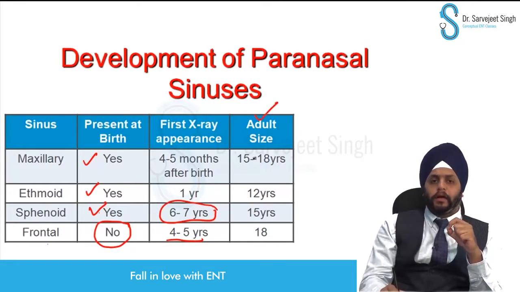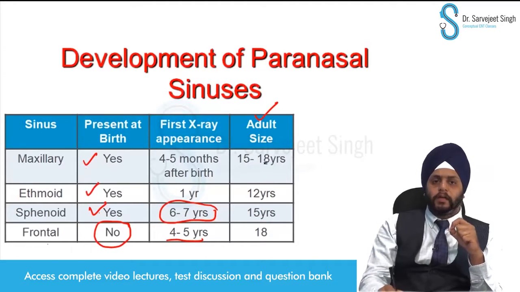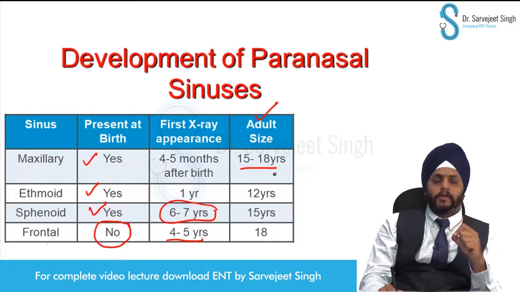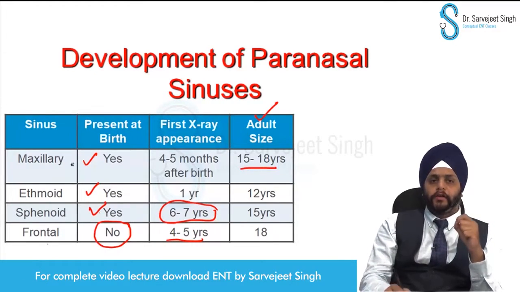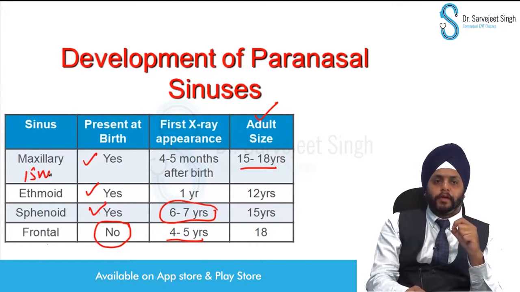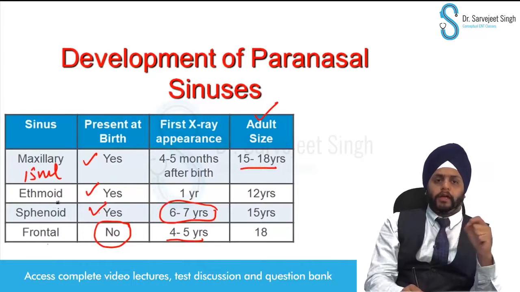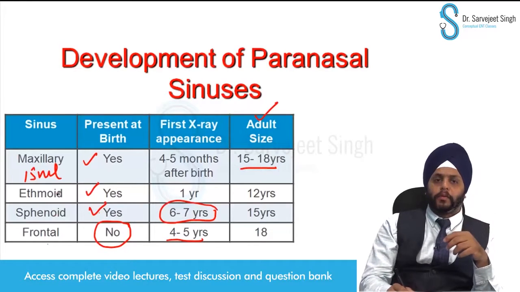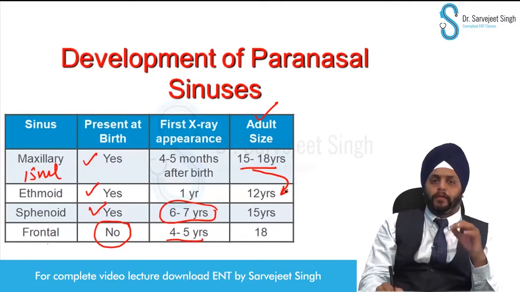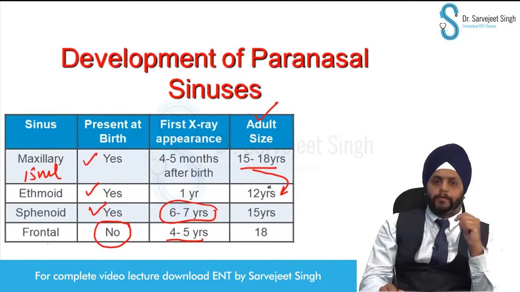When we were discussing the adult size, I told you the maxillary sinus reaches adult size by 15 to 18 years of age. Remember, adult volume is 15 ml. Now, ethmoid is a small group of cells, so we can deduct 3 out of 15 and we get 12. Small group of cells. All right.